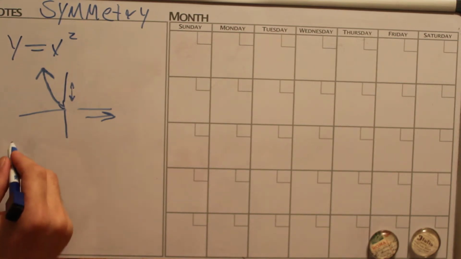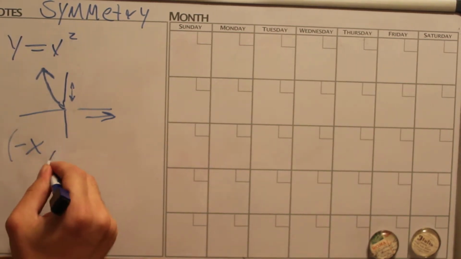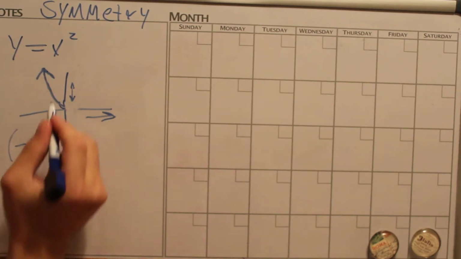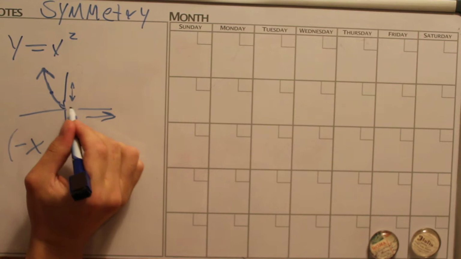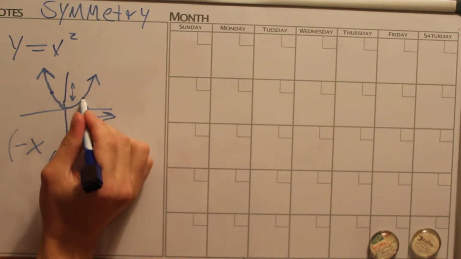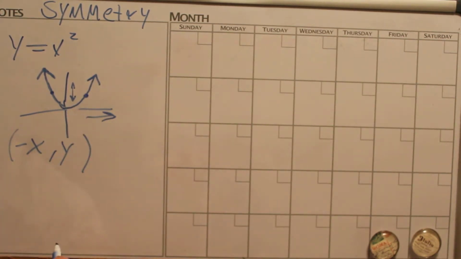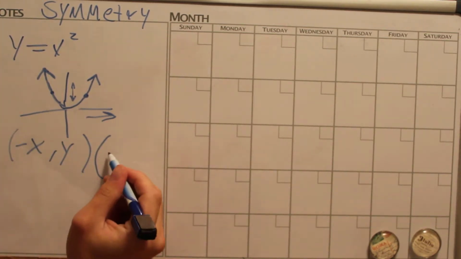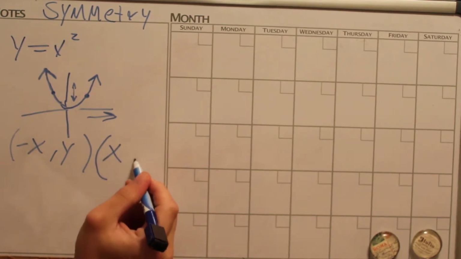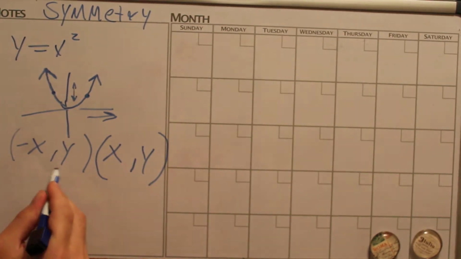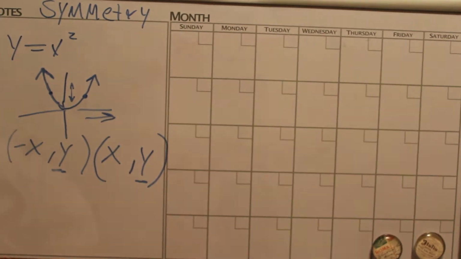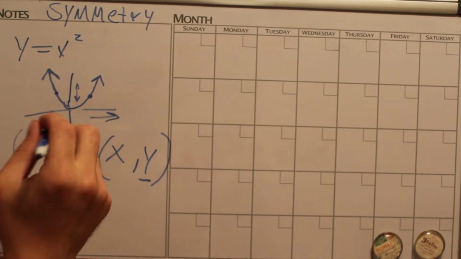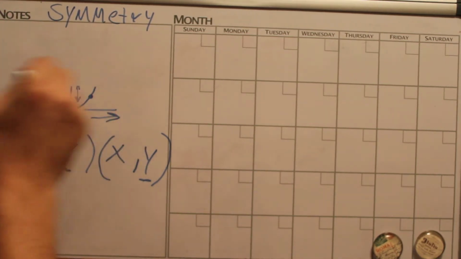So another way to look at it is, if you had a negative term, pick a point. Let's say our point was right there, and its counterpart was right there. Its counterpart would be x, comma, y. And you see the y's are symmetric. So that's y-axis of symmetry.